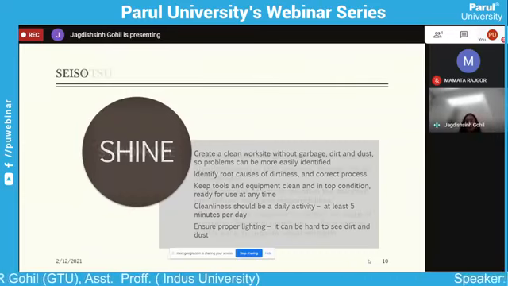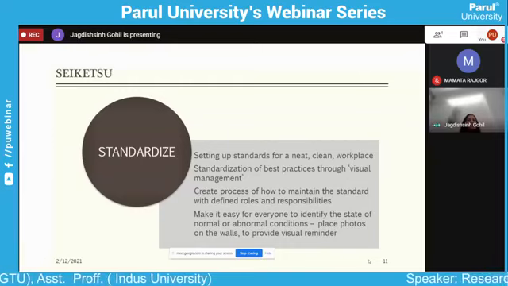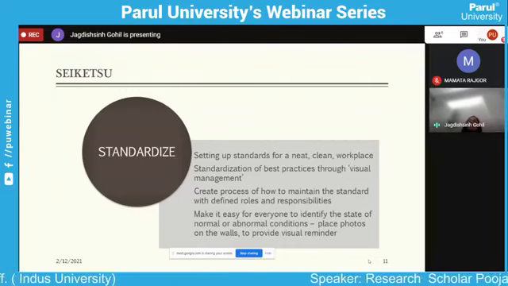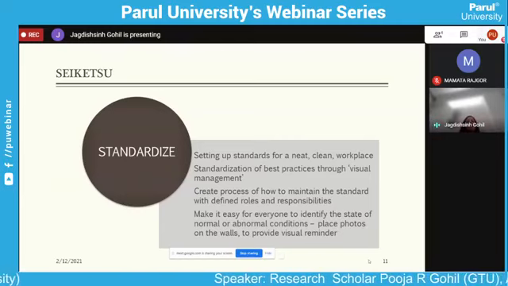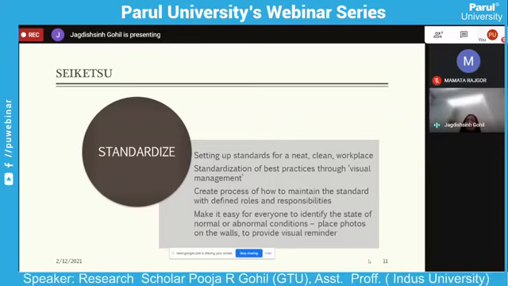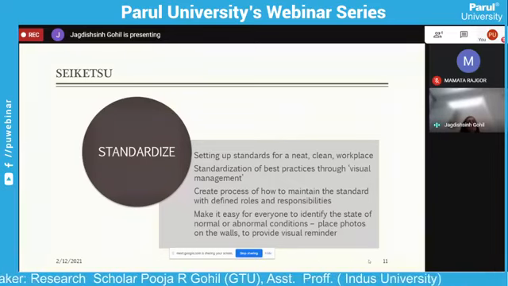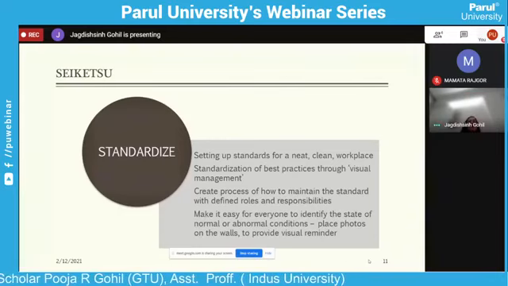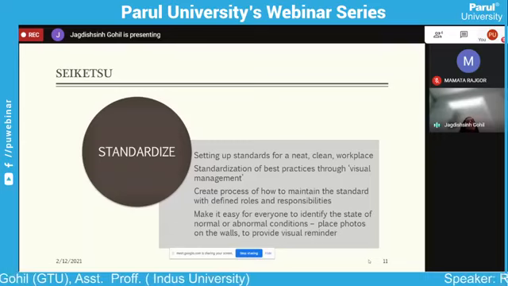Okay, so that's the third step, shine. Once you are done with shine, that doesn't mean that you are done with your process. You should standardize your process. You should set some standards for each and every practice, right? So setting up standards for a neat, clean workplace should be in your mind. Standardization of best practices will be done through visual management. You should observe it, and that's the best way to go for standardization.